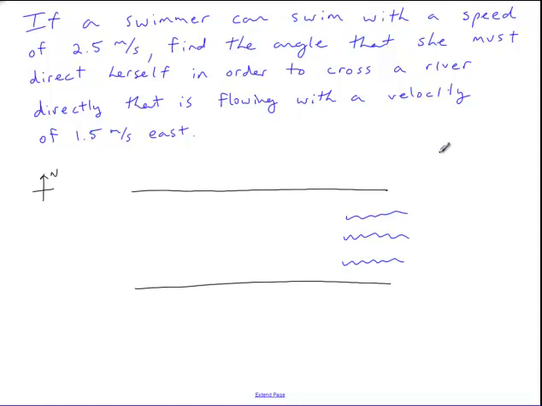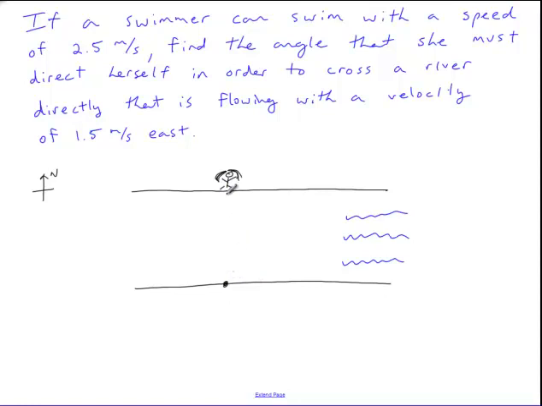We want to find out what angle she must direct herself in order to cross a river directly. So that means if we have our little swimmer here, she wants to go in, it's female, and land directly across the shore. Okay? Start here and get there.